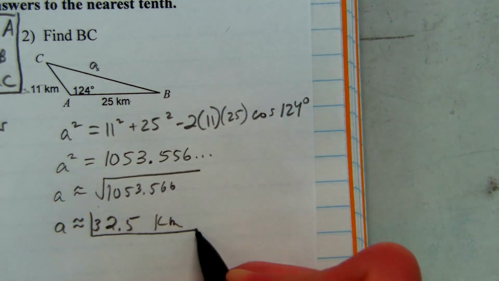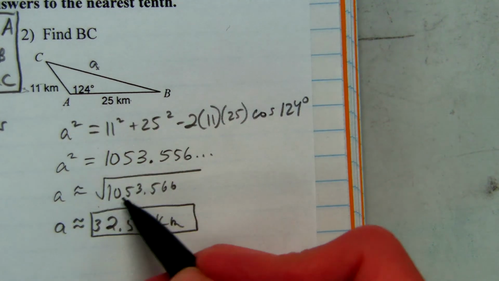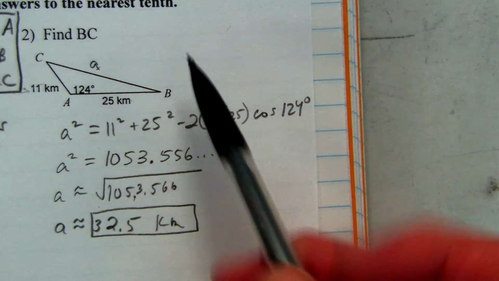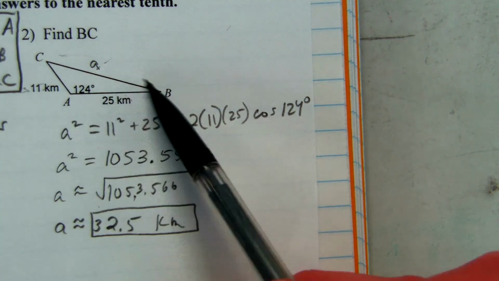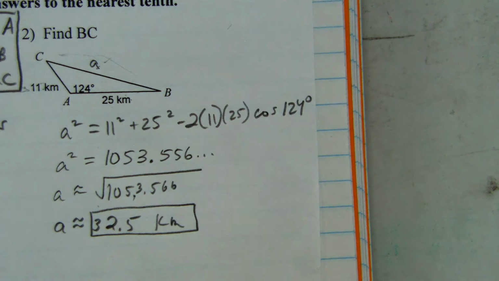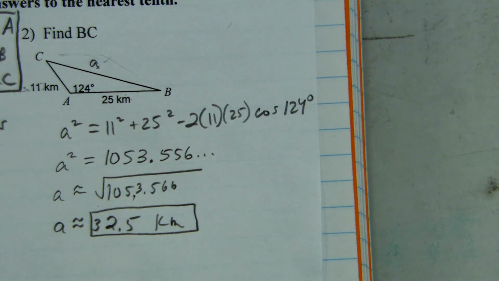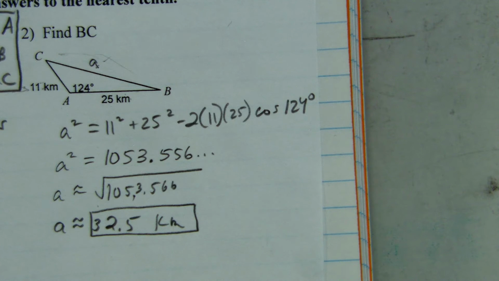Make sure that your answer makes sense. 1053 is what a lot of people would put on this because they forget to square root. If you've got 11 and 25, that would be pretty big for the third side. Make sure that it fits common sense. Okay, so those were the most straightforward problems where you have everything you need, just put it in, you're good to go.